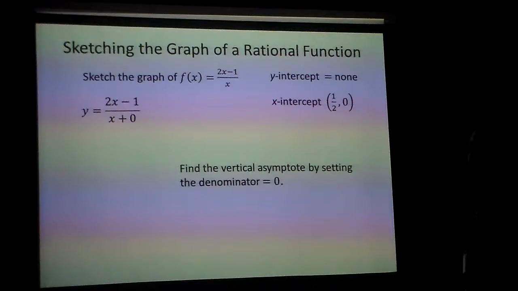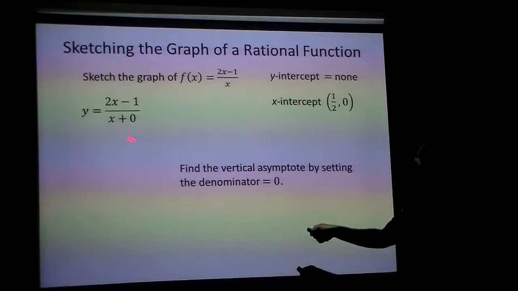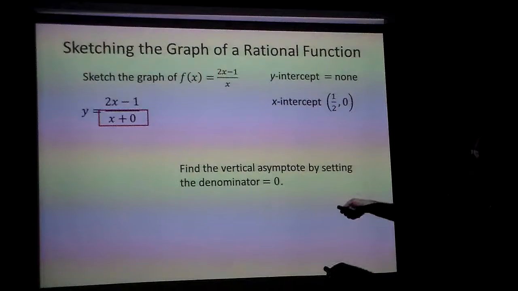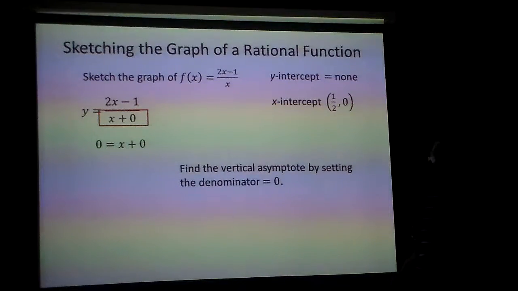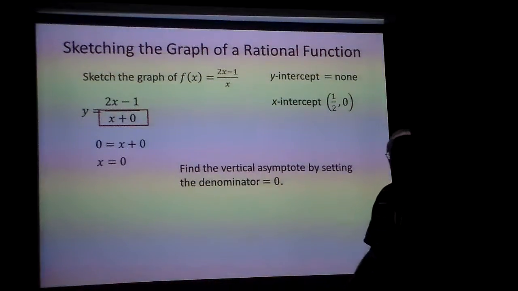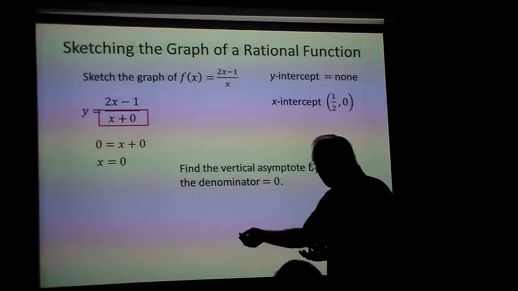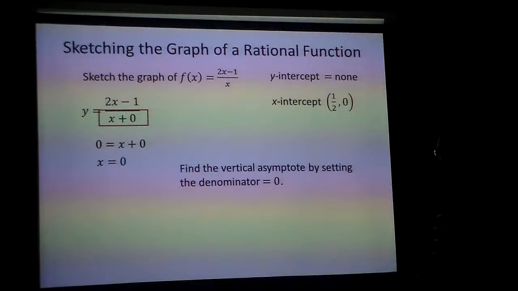The next thing I want to find is the vertical asymptote. And I find the vertical asymptote by setting the denominator equal to 0. The denominator is right there. So 0 equals x plus 0. Or that's just what? x equals what? 0. So the vertical asymptote occurs at x equals 0. That was why there was no y-intercept, because if there's an asymptote there, there's no y-intercept.